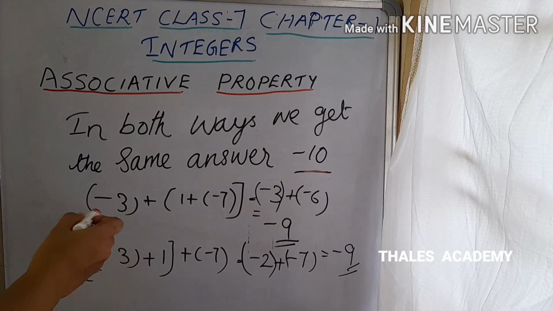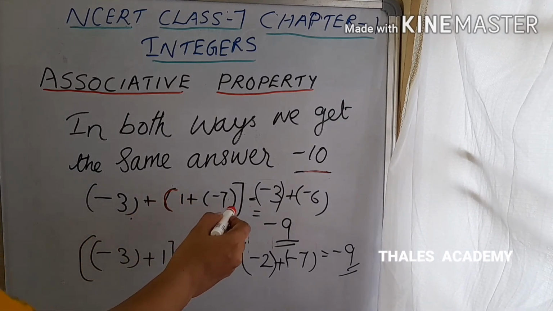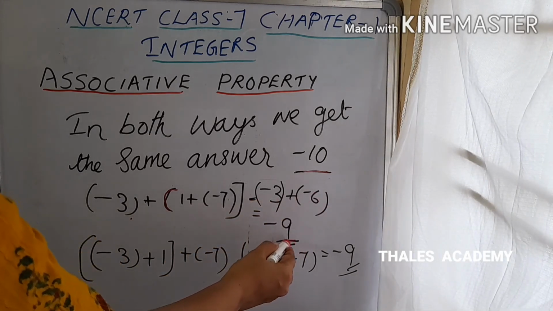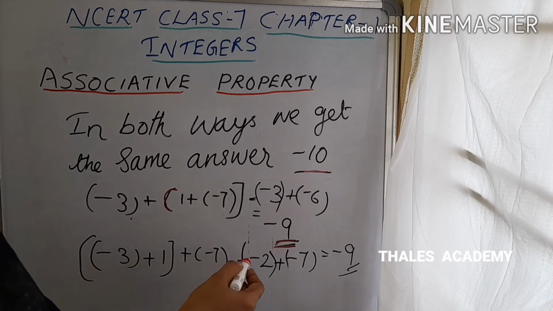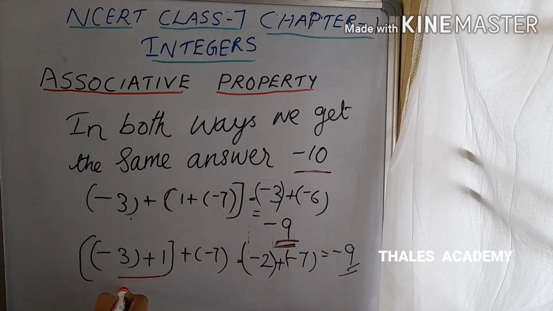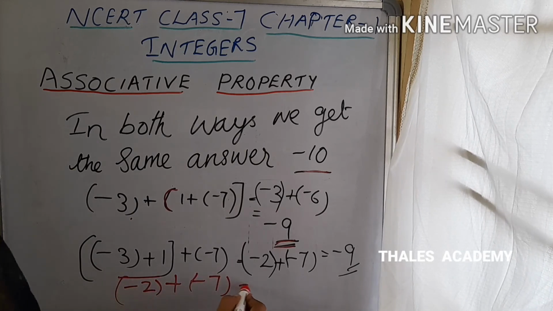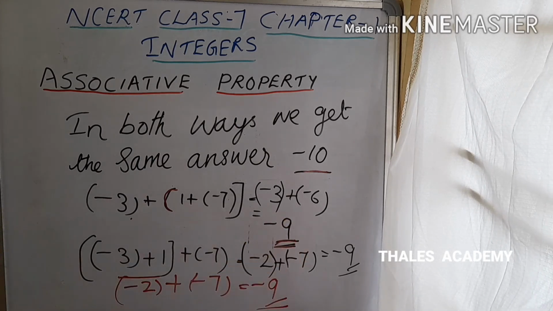Look at another case. Minus 3 plus 1 plus minus 7 equal to minus 3 plus minus 6. The answer is minus 9. In the other way, minus 3 plus 1 gives minus 2. We get minus 2 plus minus 7. Then we get the answer minus 9. In both ways, we get the same answer.